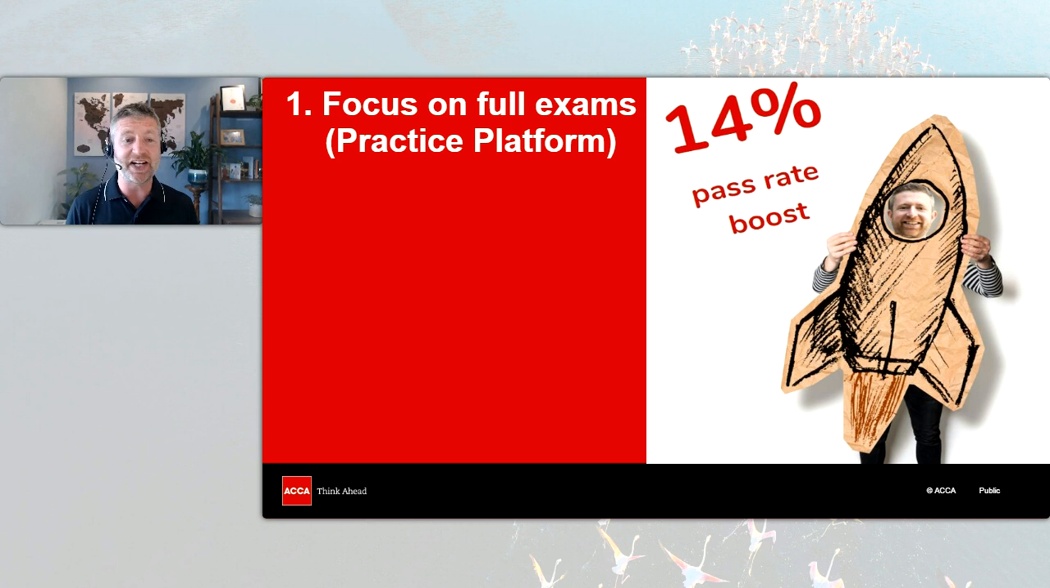And doing full exams, I know it's painful, but it's really, really helpful for practicing your time management. So ACCA's data shows that students who do full exams on the practice platform and do them properly, pass rate amongst those students is 14% higher. It's materially higher for students who are doing full exams as part of their preparation for AAA.